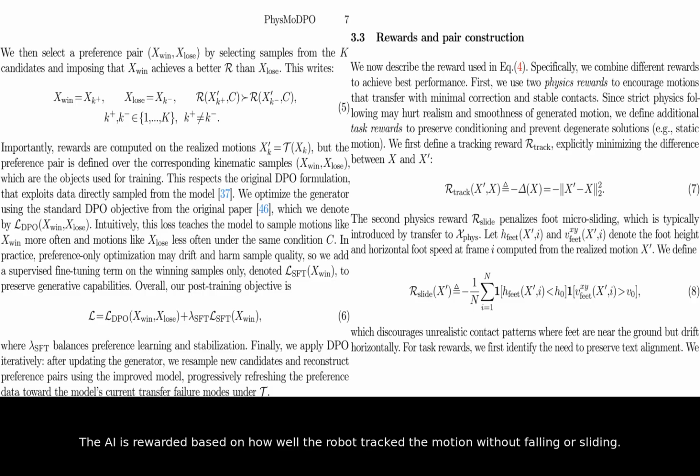The AI is rewarded based on how well the robot tracked the motion without falling or sliding. It also gets points for making sure the robot still follows the original text instructions, like kicking with a specific leg. This creates a feedback loop where the AI gets better at predicting what is physically possible.